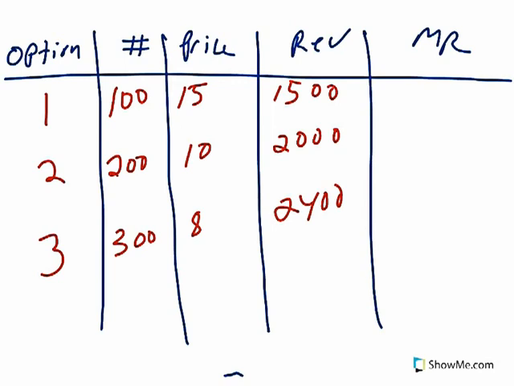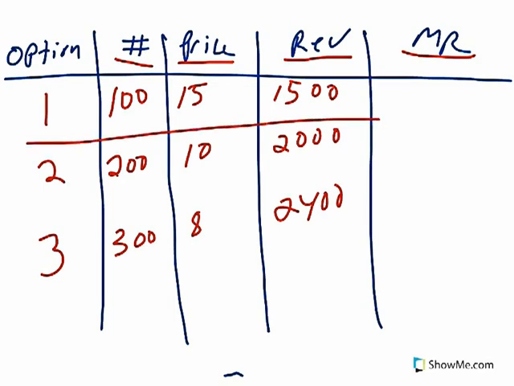Much like with marginal cost, we'll set up a grid with three different production options with a quantity, a price per unit, a total revenue, and then a marginal revenue. If we use the same production numbers in options 1, 2, and 3 as we did with marginal cost, we have 100, 200, 300 units at a price of 15, 10, and 8. We have total revenue of 15 times 100, or 1,500; 200 times 10, or 2,000; and 300 times 8, or 2,400. We can now use these figures to calculate marginal revenue.